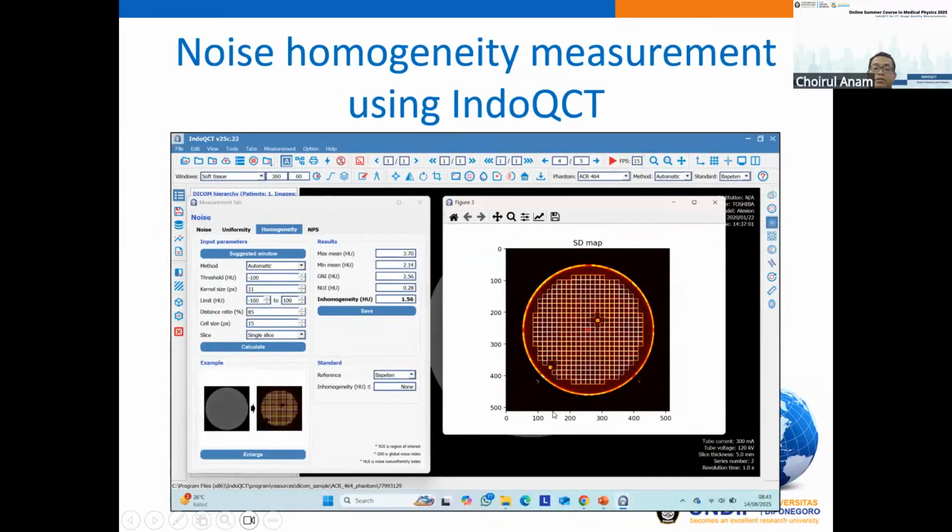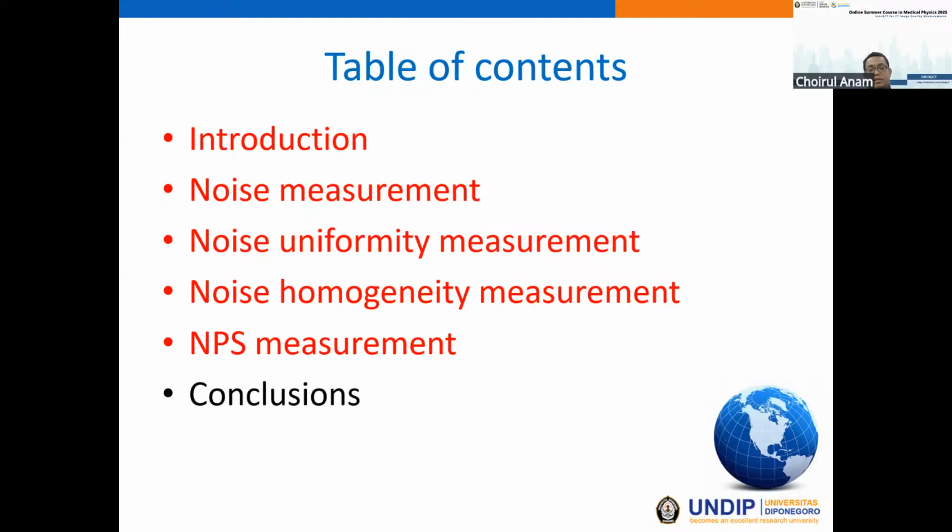By using the IndoQCT, we can measure these 3 parameters automatically or manually. This one is the GNI, global noise index. This one is NUI, noise uniformity index, and this one is the noise inhomogeneity. Okay, like this. And now we move to the last parameter in the noise, the NPS, noise power spectrum.